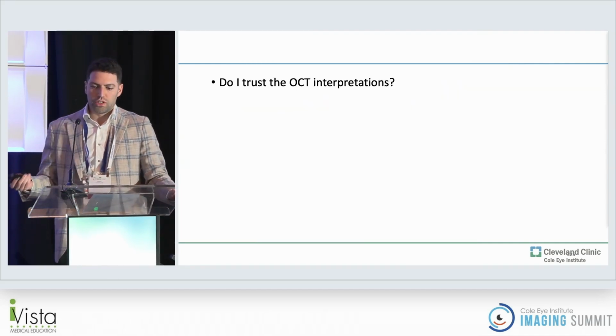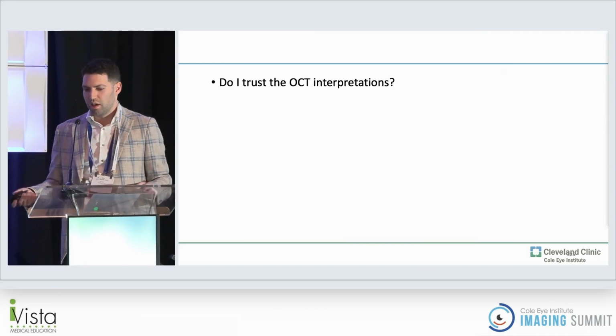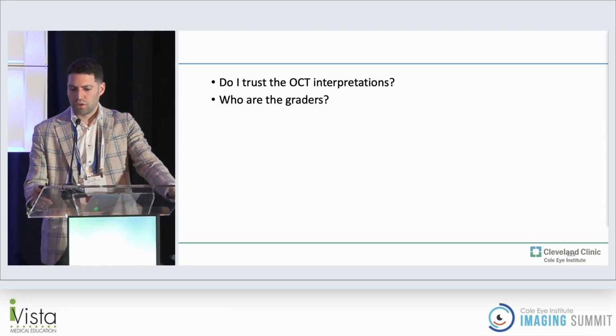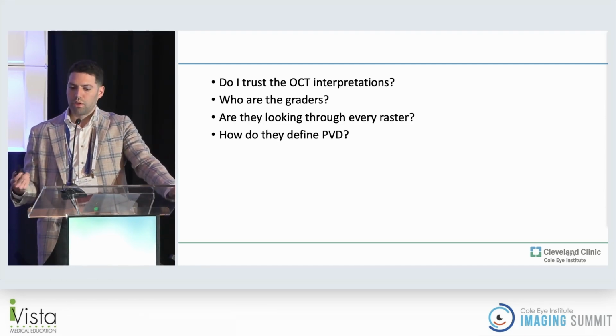So do I trust the OCT interpretations? I'm not really a very trusting person. So if it's in the literature, I don't really trust them that much. Who are the graders? Are they looking through every raster? And how do they define PVD?